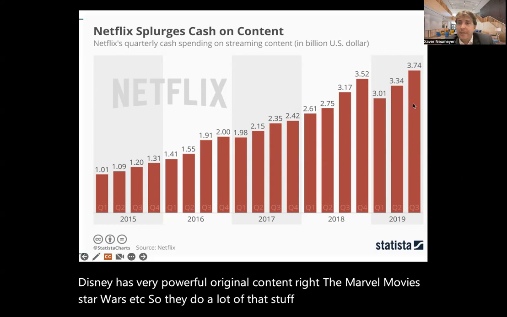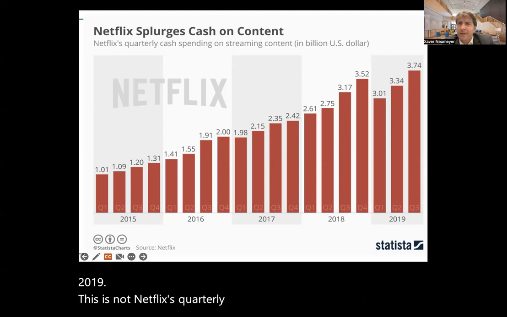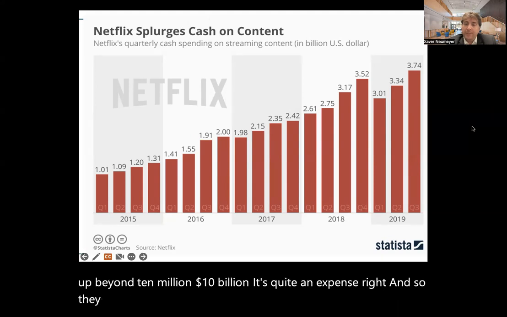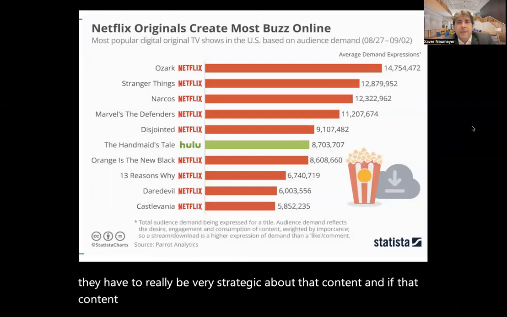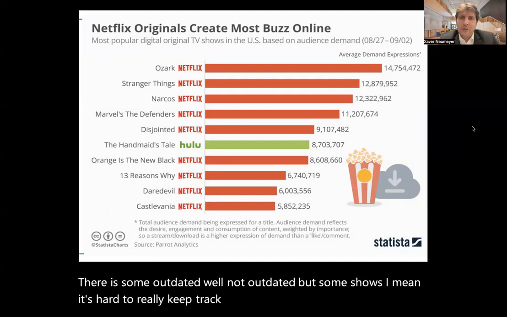And you see, so 2019, this is Netflix's quarterly cash spending. I think that has gone up now beyond $10 billion. It's quite an expense, right? And so they have to be very strategic about that content, and whether that content creates enough value. These are some shows you can imagine. There's some outdated, well, not outdated, but some shows. I mean, it's hard to really keep track here of the new shows.